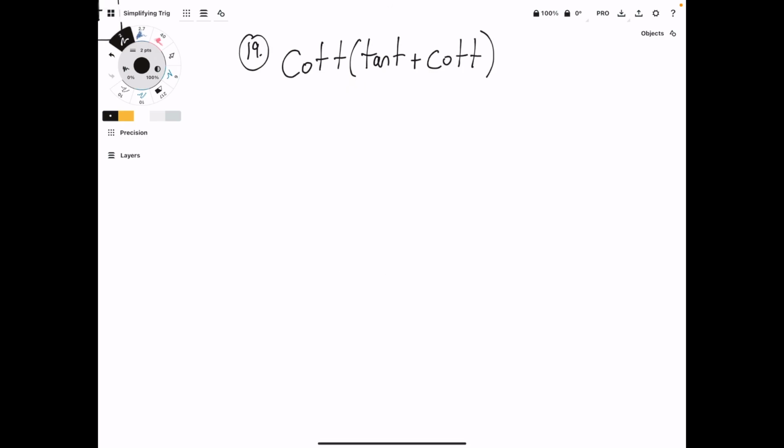For question 19, we have cotangent t times tangent t plus cotangent t. This one's, again, not too difficult. We know that cotangent and tangent are reciprocals, so we're going to distribute this cotangent, and we're going to get 1 plus cotangent squared t. Then we recognize this as a trig identity, and this is cosecant squared t.